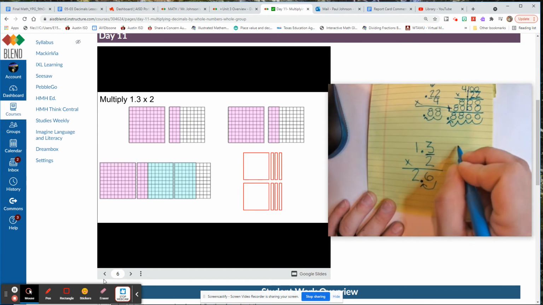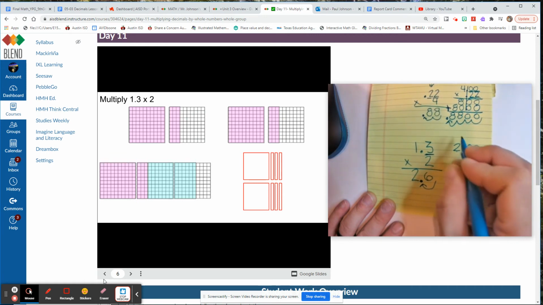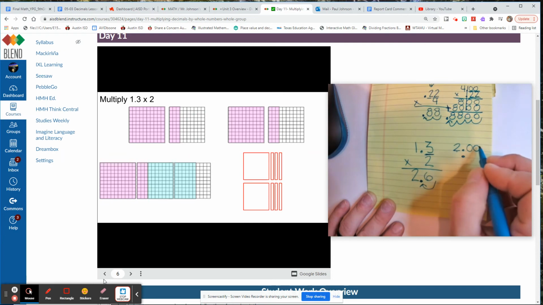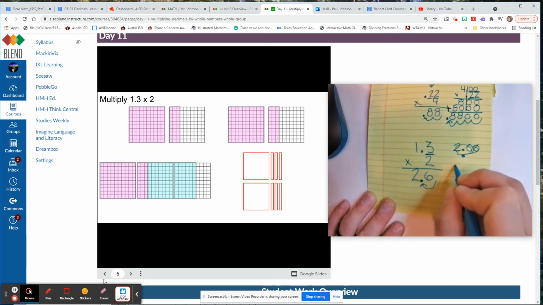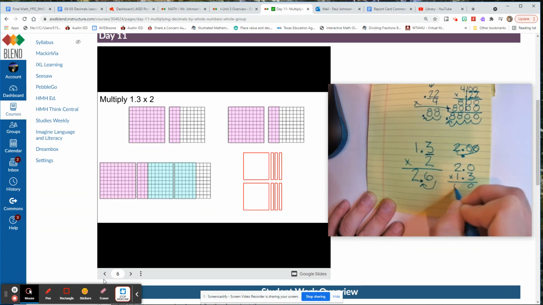Once again, if we set this up with the decimal points and place values lined up, I don't know why I just put that. Sorry. If we do this, 3 times 0 is 0, 3 times 2 is 6, second line ones place 0, 1 times 0 is 0, 1 times 2 is 2, and then we add together, and then we have 2 decimal places.